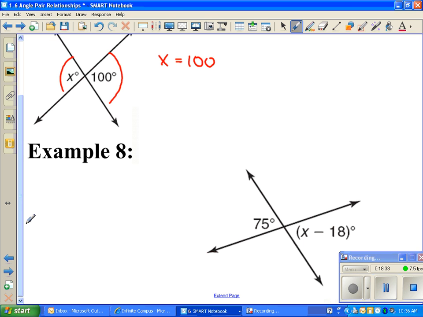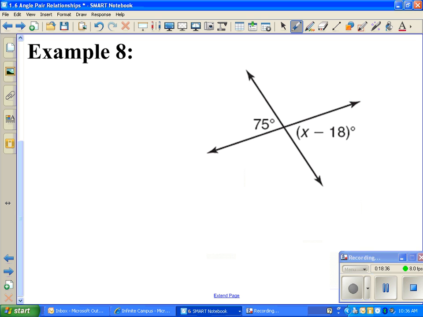All right, how about this one, number 8? What do we know about 75 and X minus 18? Okay, so they're equal, and if angles are equal, you can do what with them? You can set them what to each other? Equal to each other. Thank you for remembering. All right, if angles or things are equal, you set them equal to each other and solve. And he's right, he said he added 18. So X is 93.